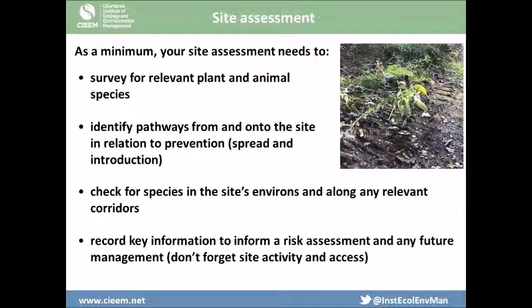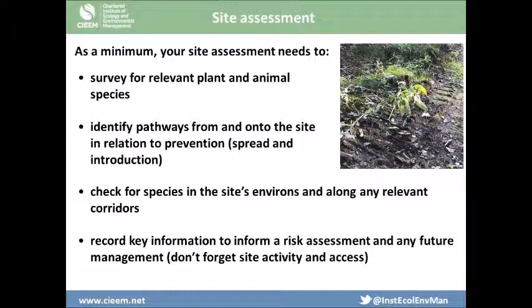And it also, in terms of protecting yourself and your client against future breaches of legislation, is identifying pathways. The legislation is very much focused on prevention of spread. So you need to identify the pathways that can both facilitate the spread of invasives around a site, but also off of a site or even onto a site as well. So identifying invasive species spread pathways is quite important.